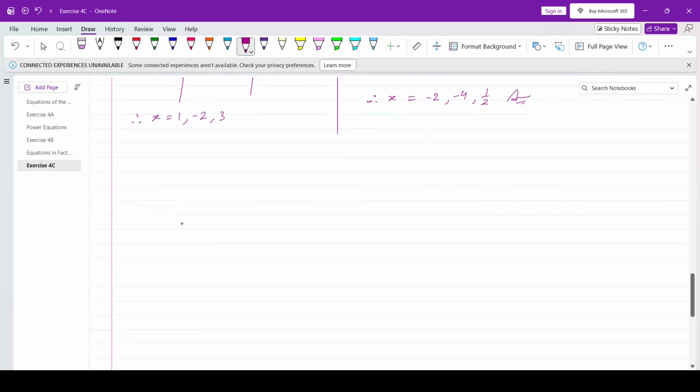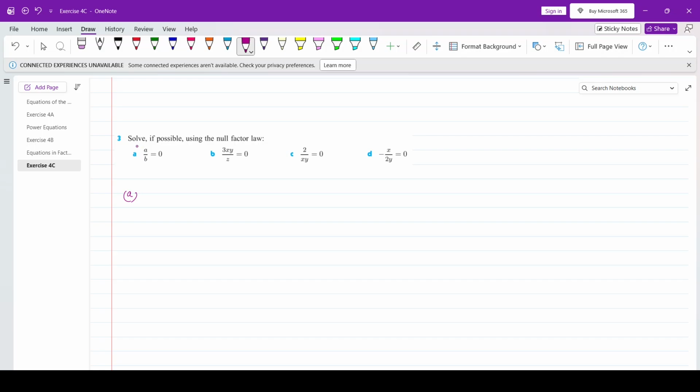Let's go to the next question. Solve, if possible, using the null factor law. a divided by b is equal to 0. From here, we know b can take any value but 0, because we never divide any number by 0. That's why a is 0, however, b is not equal to 0. b can be anything but 0.